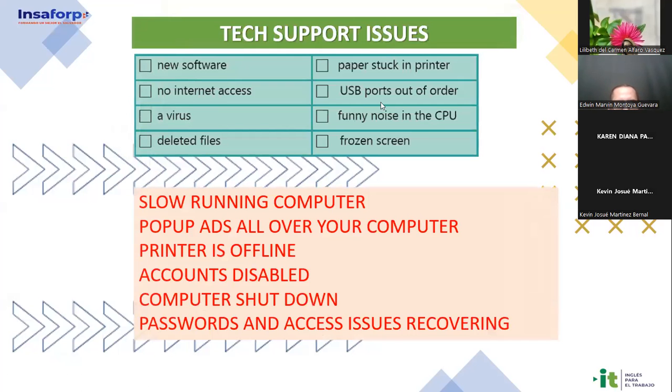Now, continue with this. Tech support issues. Ok, what are common here in this? Ok, we have new software, no internet access, a virus, deleted files, paper stuck in the printer, USB ports out of order, funny noise in the CPU, processing screen. Okay, those are problems. Those are issues that you can have with your equipment. You can have it mostly with the computer and the printer. Okay, new software can be a problem, right?